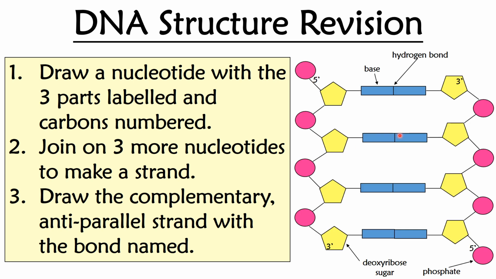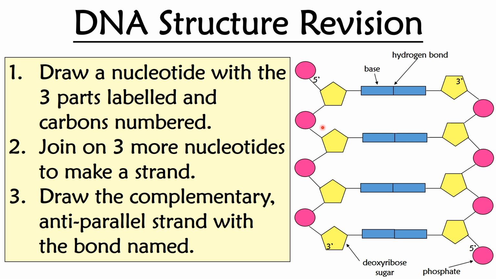So here it is. You can see in mine I haven't numbered all the carbons, but that would be 1, 2, 3, 4, and then the 5 sticks out at the phosphate. This is your deoxyribose sugar. The pink thing here is your phosphate. You then get the base. Hopefully you've labelled the hydrogen bonding here. You might have also labelled this as a sugar phosphate backbone. If you did, that's great.